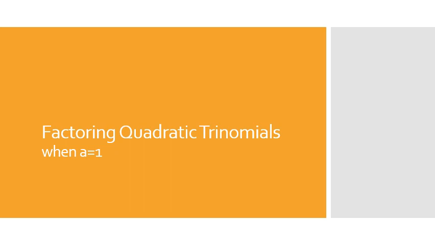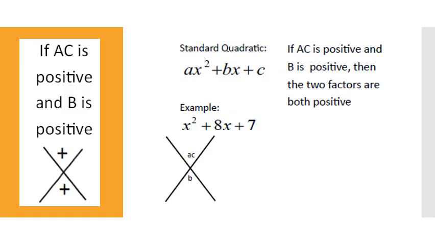Factoring quadratic trinomials when a equals 1. Let's first recall what we're really doing here. When we're given something in standard quadratic form, it's a polynomial of degree 2, and in this case we have 3 terms. So our polynomial, more specifically our trinomial, will always be ax squared plus bx plus c.